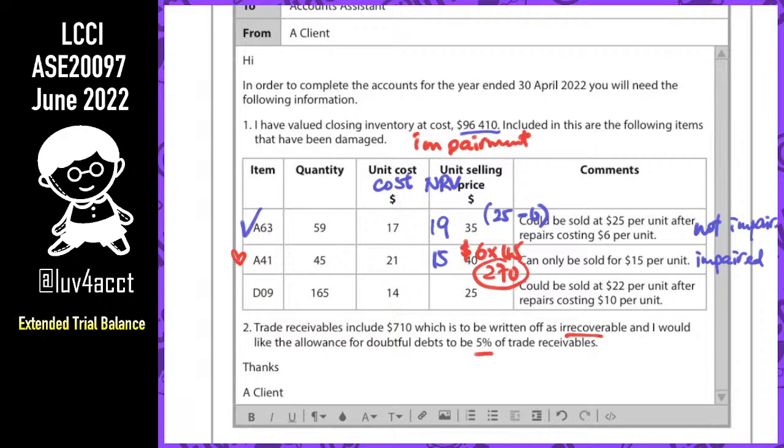Next item, D09, 165 items, cost being 14, usual selling price 25. It could be sold for 22 per unit after repairs costing 10. So again, 22 minus 10, so now the net realizable value is only 12. That means, again, it is impaired.